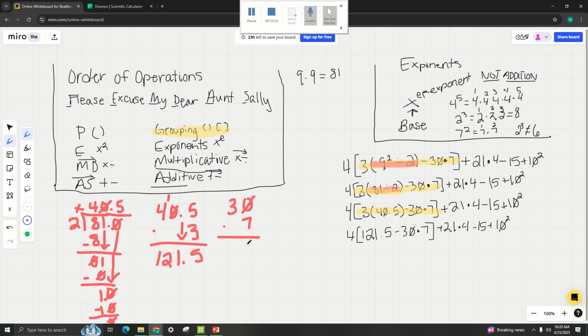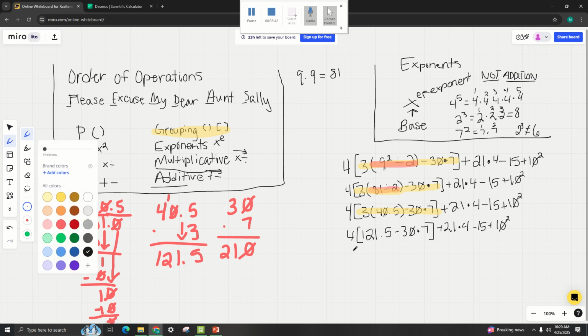7 times 0 is 0. Hold on, my lights just shut off in my office. There we go, I had to reactivate them, I've been too still. 7 times 3 is 21. I don't have anything to carry my 2 over to, so I write it down here. 30 times 7 is 210.